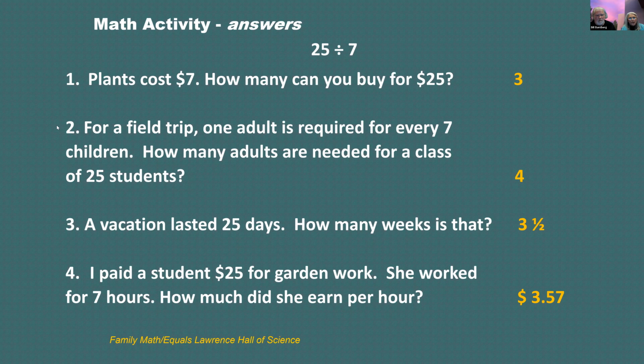4. A vacation lasted 25 days. How many weeks is that? 3.5. And the last one, I paid a student $25 for garden work. She worked for 7 hours. How much did she earn per hour? $3.57. It's the same equation, but depending on the language and the situation, the answers are all different. And what mathematical procedures or tasks are required to solve the equation varies.